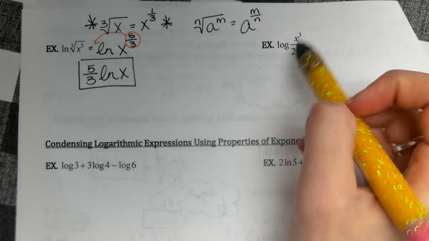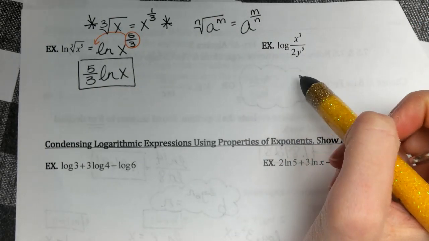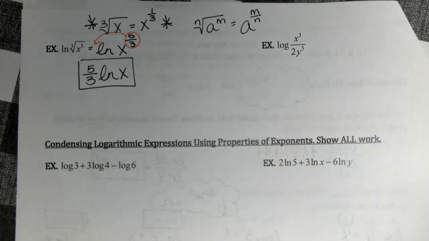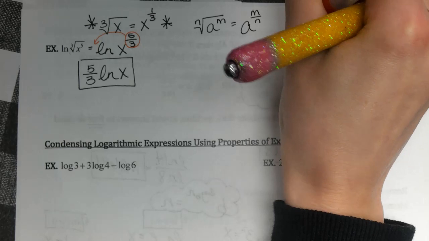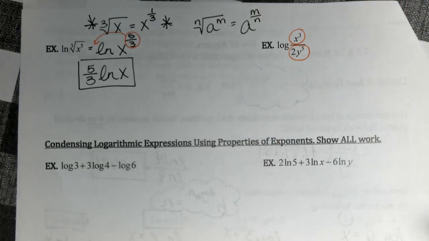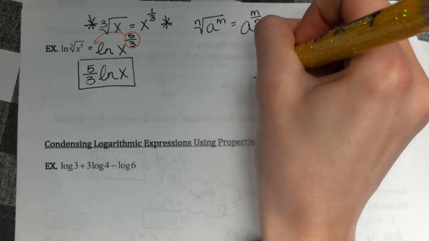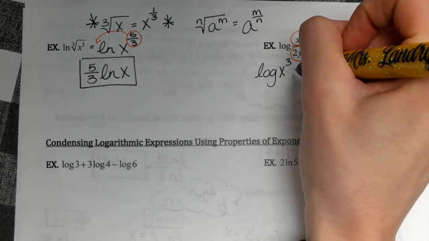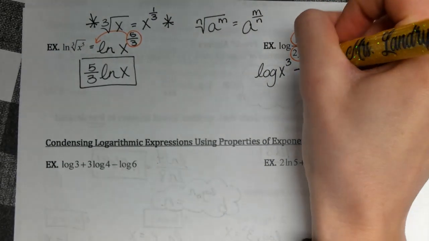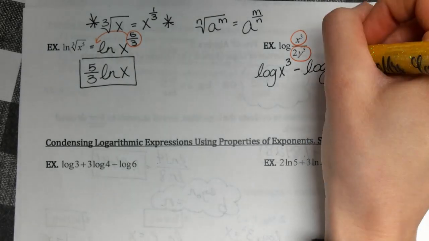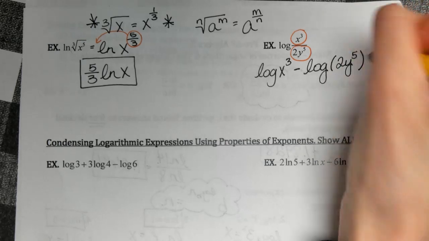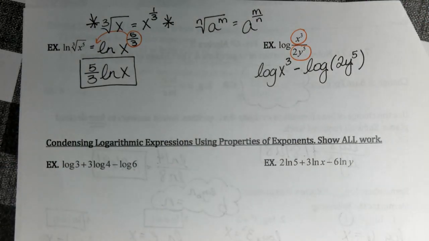Okay, so log of x cubed over 2y to the fifth. I am splitting x cubed and 2y to the fifth. So I'm going to have log of x cubed. When I divide, I subtract, so minus log of the entire 2y to the fifth. You're going to have to be careful when there's more than one term there.